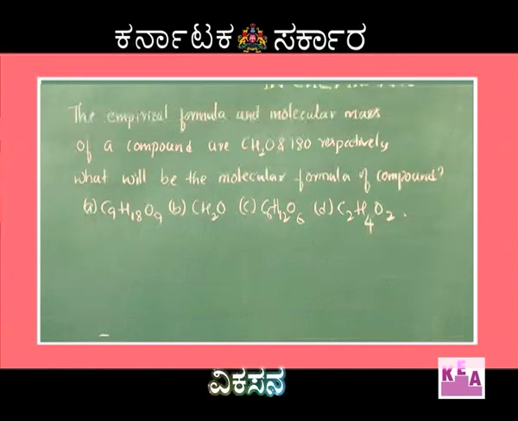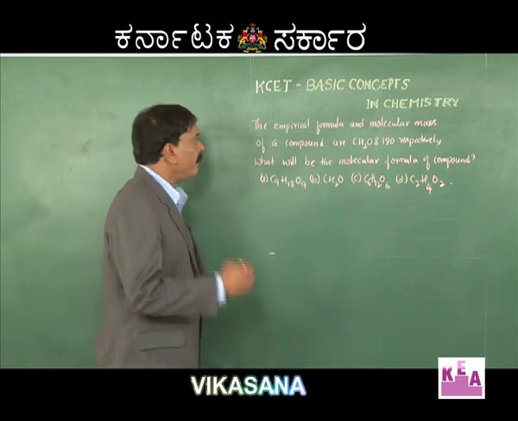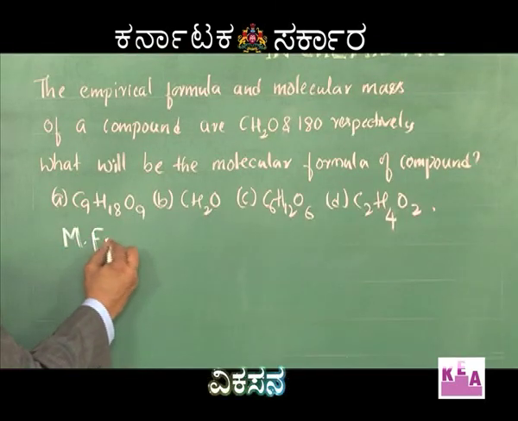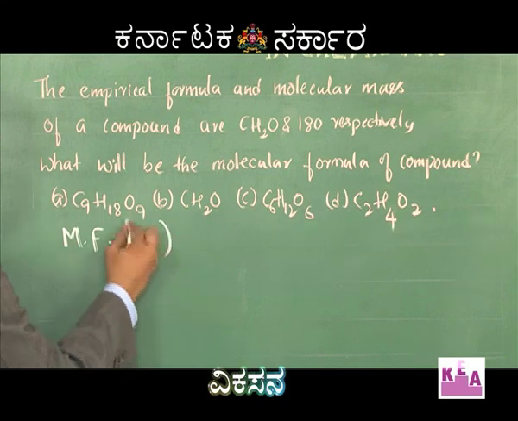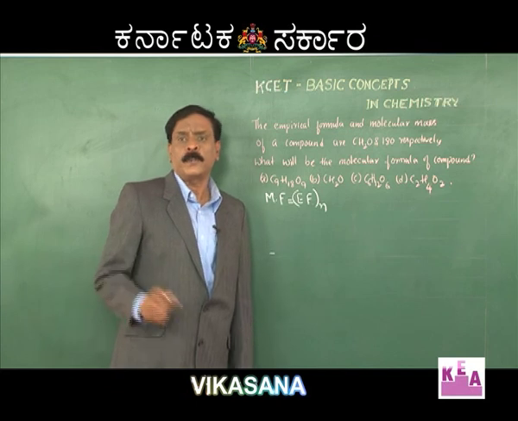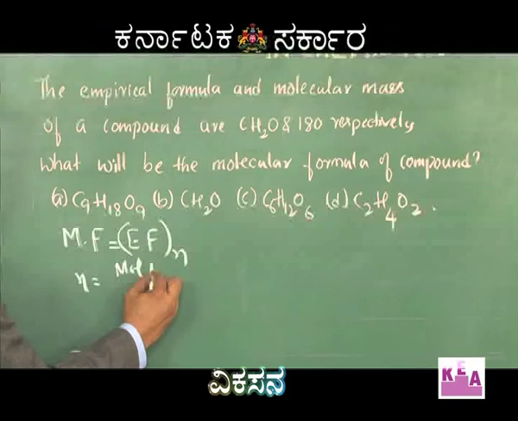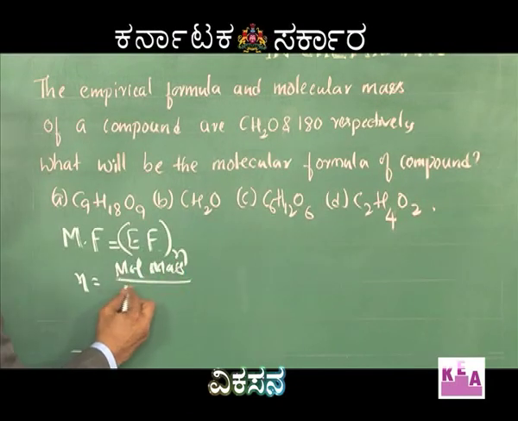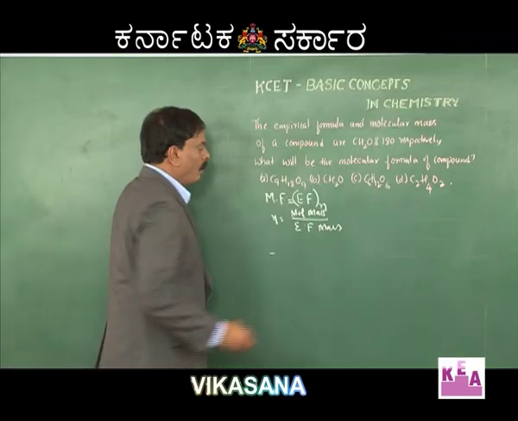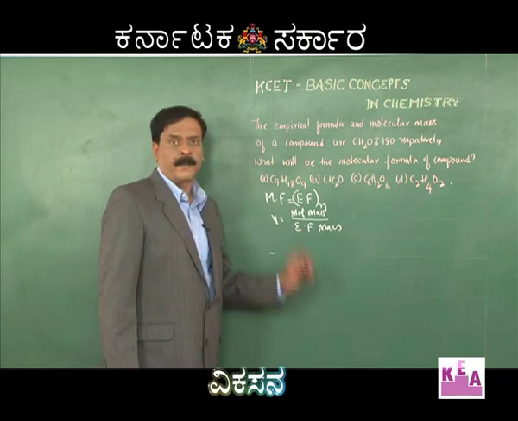Dear student, here you are given the empirical formula. You are also given the molecular mass of the compound. You have to know the relationship between empirical formula and molecular formula. The relation is molecular formula is equal to empirical formula n times. Now, the question is, how do we obtain the value of n? n will be equal to the molecular mass of the compound divided by the empirical formula mass. What we mean by empirical formula mass is the mass as per empirical formula.